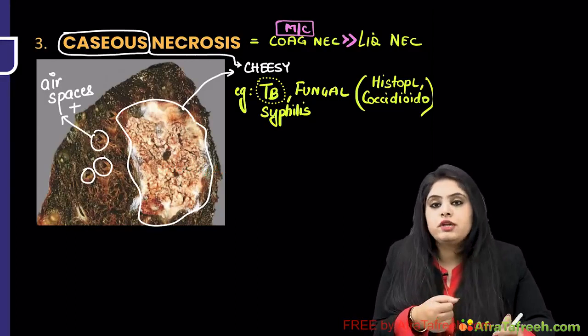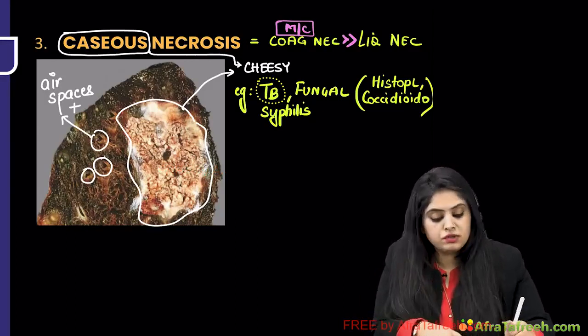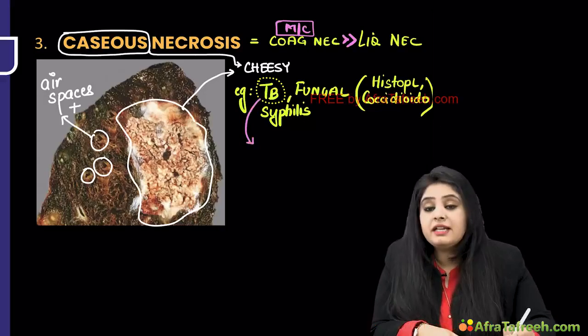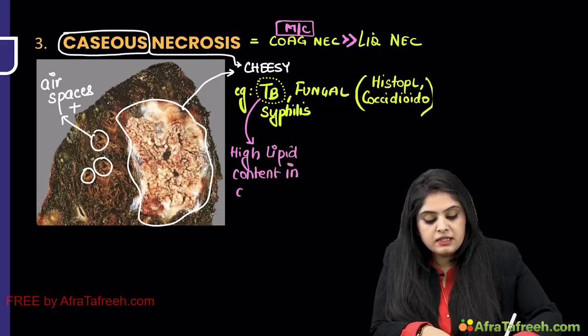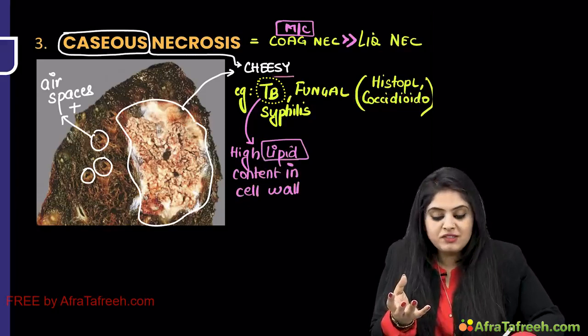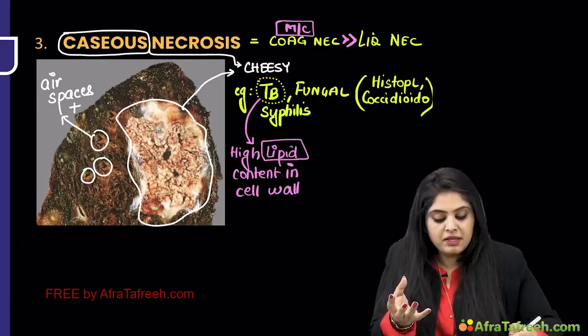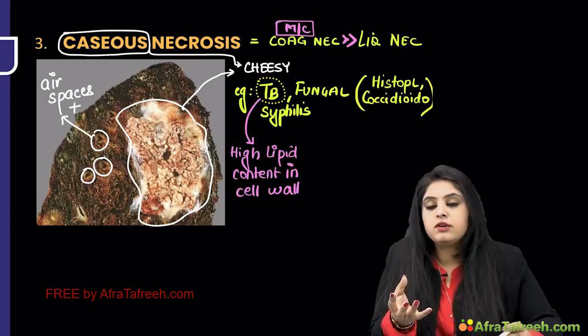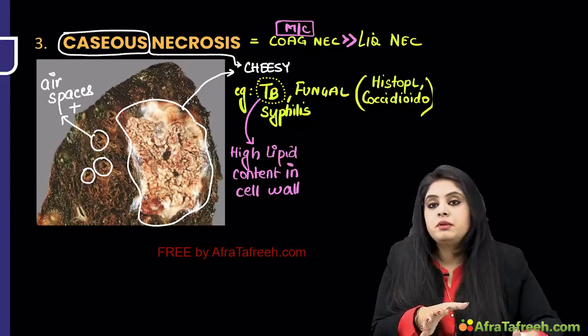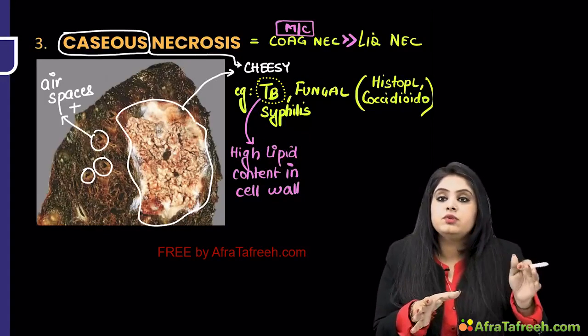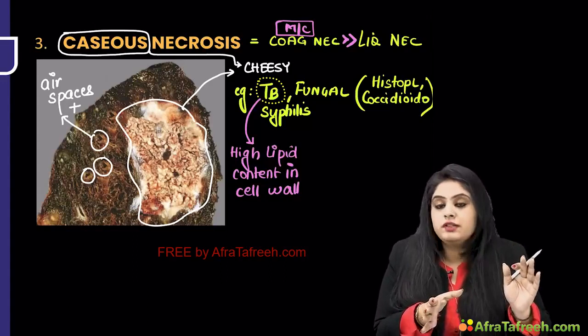Why is it that TB shows you caseous necrosis, or for that matter, fungus shows you caseous necrosis? Because remember, they have something that is present in their cell wall. They have a very high lipid content in their cell wall, as a result of which, see, lipid, cheese is always fatty, right? So why is this cheesy appearance coming? The cheesy appearance is coming because there is a lot of lipid, or a lot of fat, present. All said and done, this is a very important picture, pulmonary tuberculosis in our country. They're definitely going to ask you a question on cheesiness or caseous necrosis.